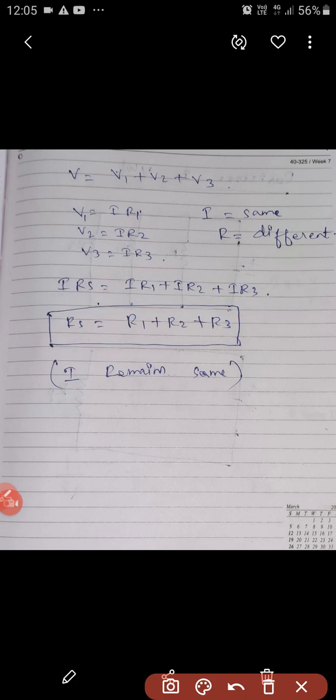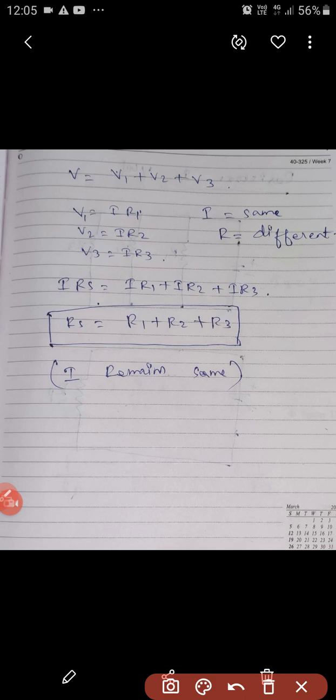Finally what will you get? You can cancel the I term, and you will get RS is equal to R1 plus R2 plus R3.